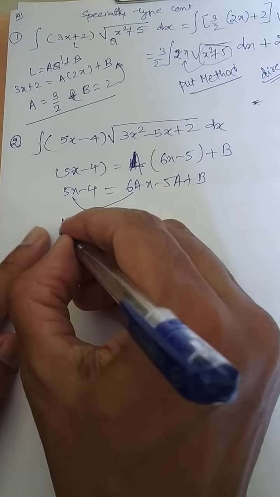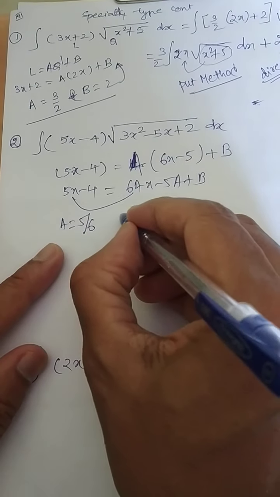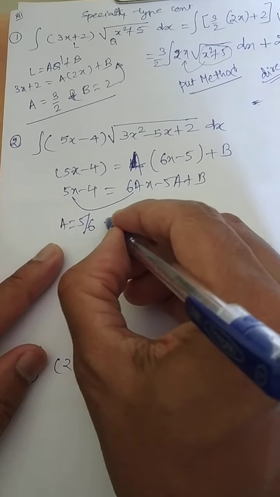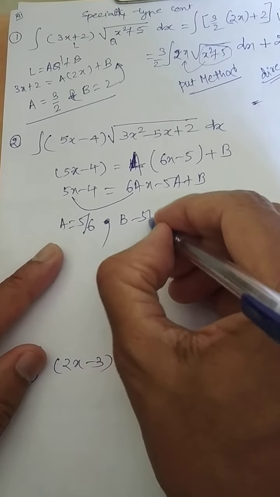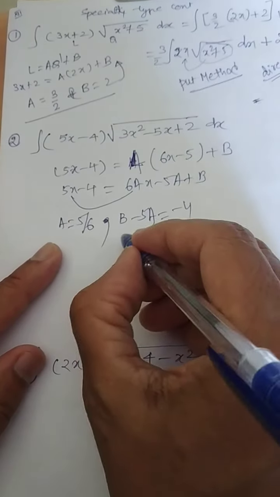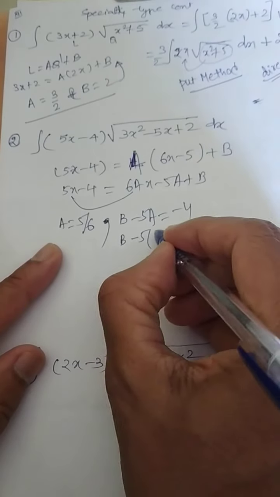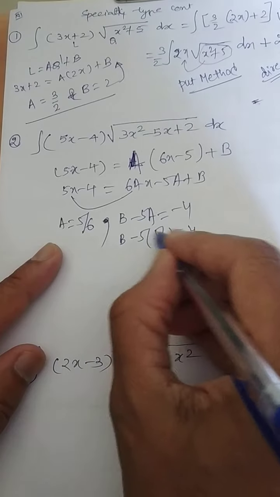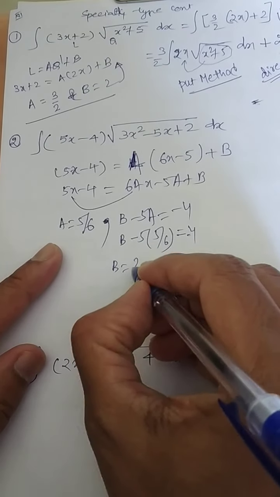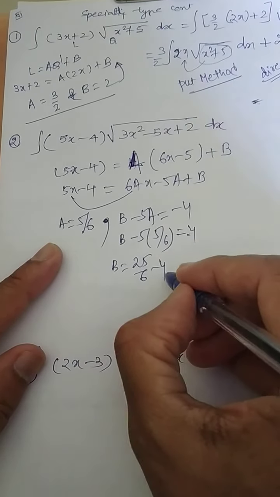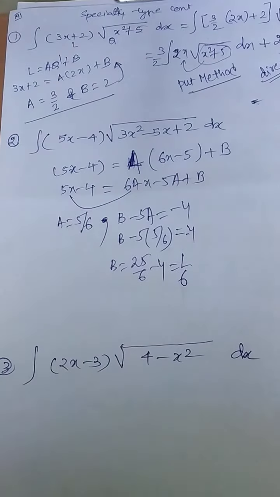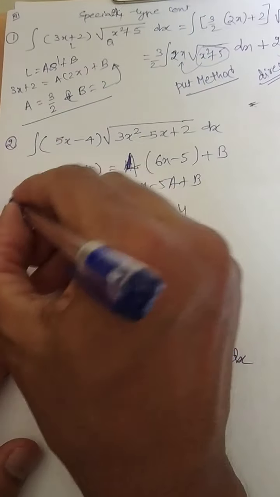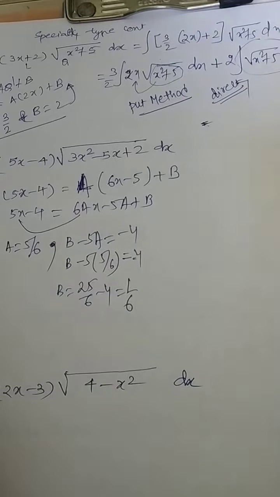Compare over here. A will be equal to 5 by 6. And b minus 5a will be equal to minus 4. So b is, over here, minus 5 into a, which is 5 by 6, minus 4. Now it will be 25 by 6. So b will be equal to 25 by 6 minus 4. It will be 1 by 6. Now this we are replacing in this expression, and then changing the question.